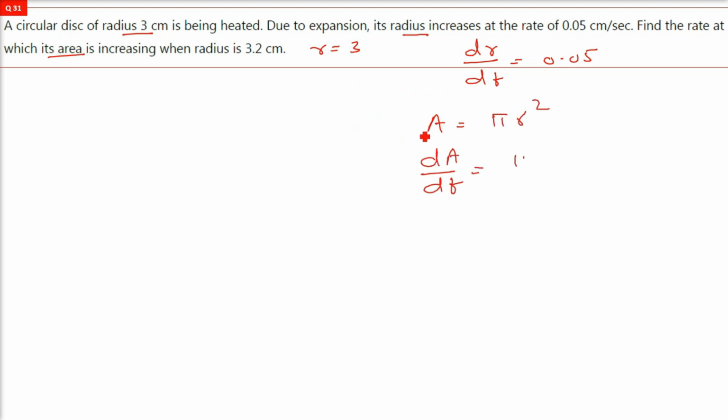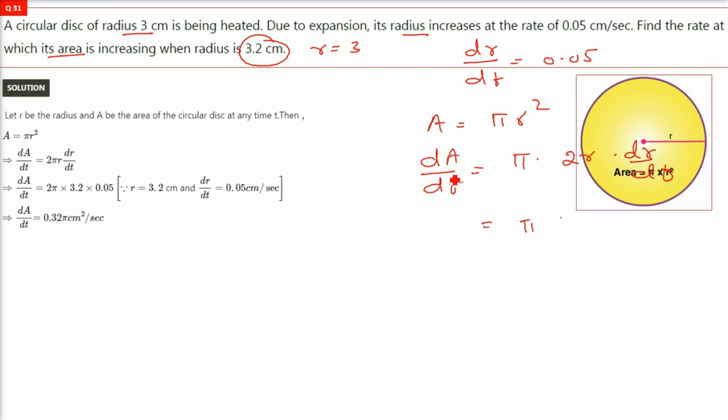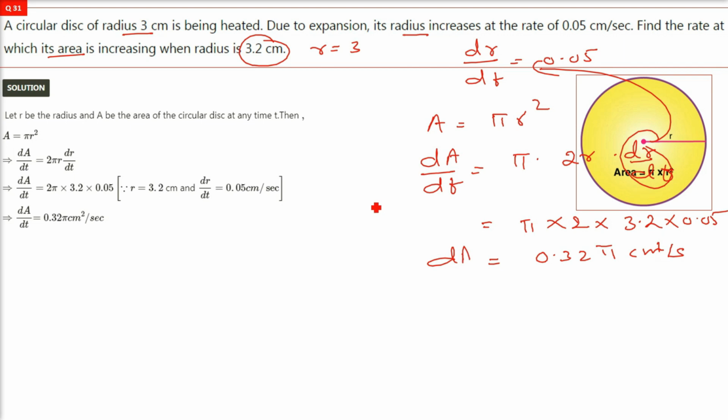dA by dt will be pi, this is 2r dr by dt. So 2 pi r dr by dt. When the radius is 3.2 centimeter, let's see. So this is 0.32 pi centimeter square per second, because it is going to come. All the things are given. That's why those who want to do by themselves, the answer will be 0.32 pi centimeter square per second, because r is 3.2, dr by dt is 0.05 centimeter per second. This is your final answer.